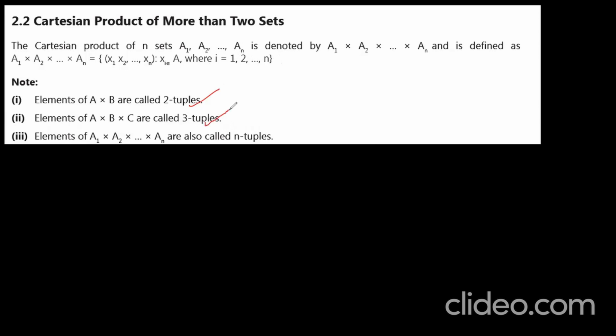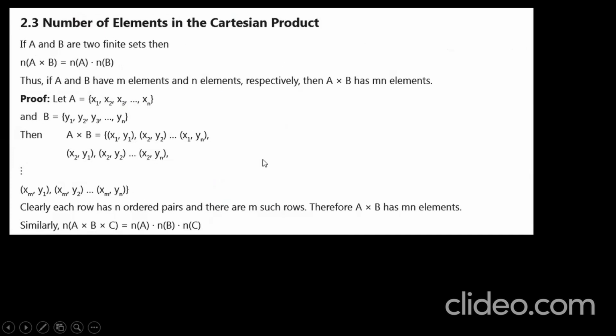It is going to be 3-tuples, and it is going to be n-tuples. Like this we can give the names of the Cartesian product of two sets. Next, the number of elements in the Cartesian product. Say A and B are two finite sets. Then n(A × B) is equal to n(A) × n(B).